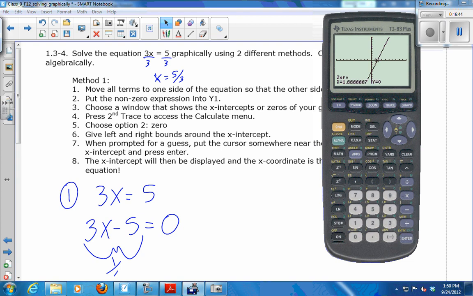And it gives me that the 0 happens at x equals 1.66666667, which as a decimal is, as a fraction, is 5/3, the solution to the equation.